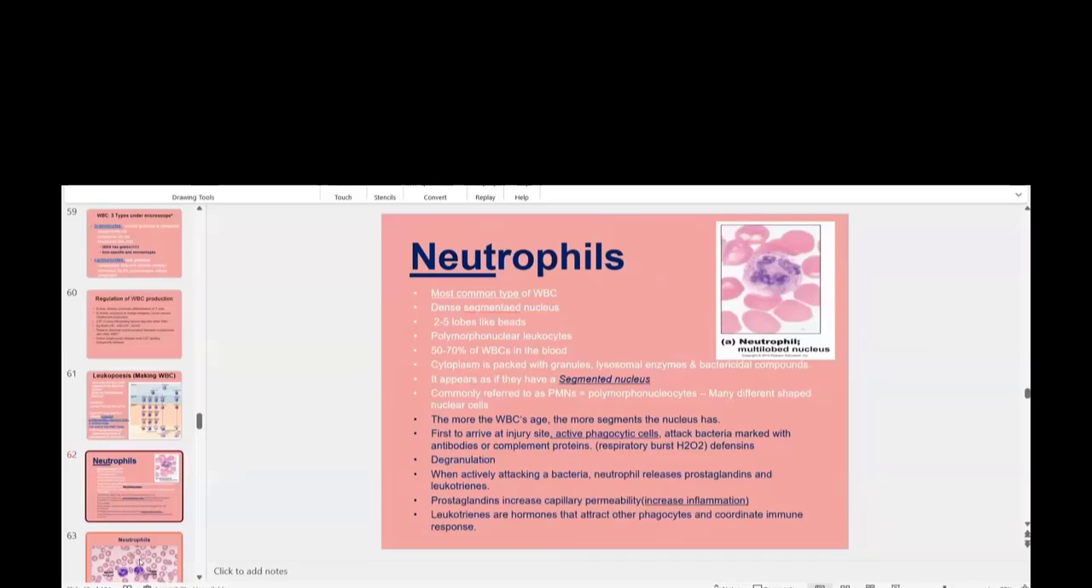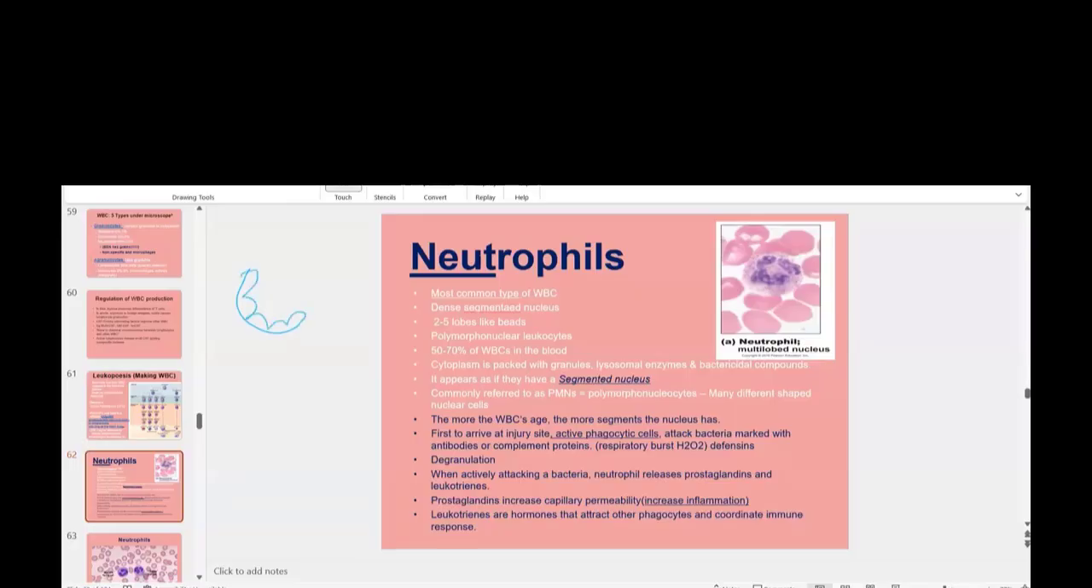So neutrophils, this is how they look under the microscope. It looks like a beaded necklace, like a pearl necklace with beads. It is the most common type of WBC, with a dense, segmented nucleus of 2 to 5 lobes like beads. So if you look under the microscope, it would look like this.